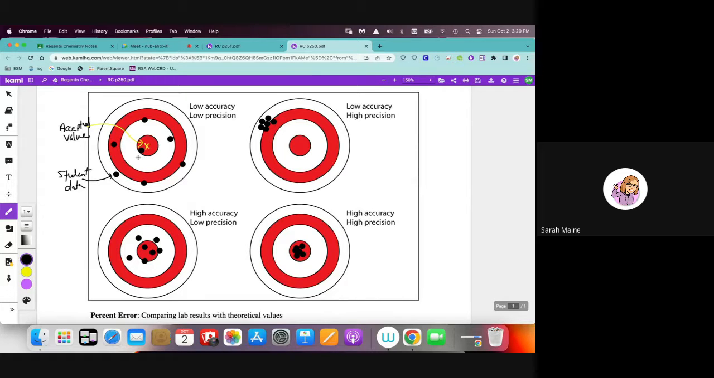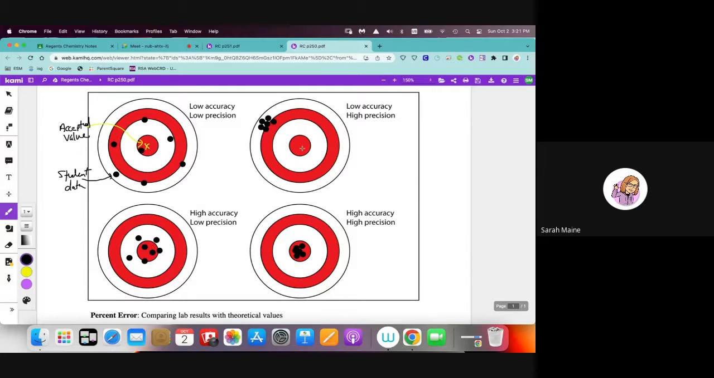So when you compare each of the students' data to the bullseye, we see that for the most part, they are not similar or close to the bullseye or the accepted value. So the student data overall would have low accuracy, not similar or the same. And then when you compare the students' data points, they are all over the target. So that means that there is a lack of consistency in this data, so low precision.